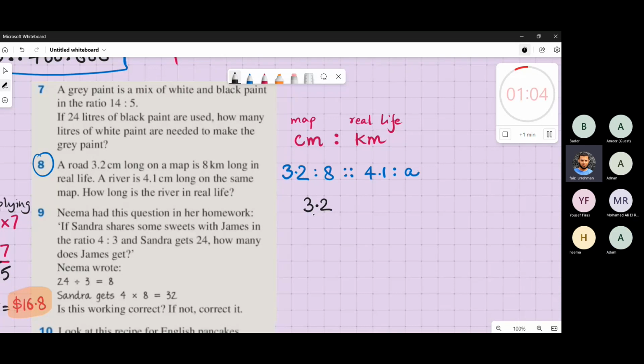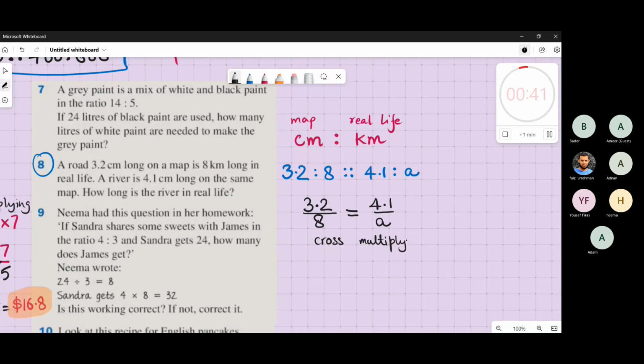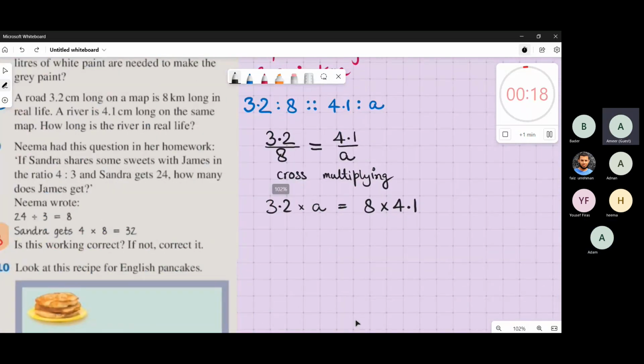Okay. So 3.2 to 8 will become 3.2 over 8. And is as will become equal. And the same thing, 4.1 over a. Now we will do cross multiplication. After cross multiplying, 3.2 multiplied by a equals 8 multiplied by 4.1. Now we want a, we don't want 3.2, so 3.2 has to be thrown on the other side. We'll divide. So finally, a is equal to 8 multiplied by 4.1 over 3.2.